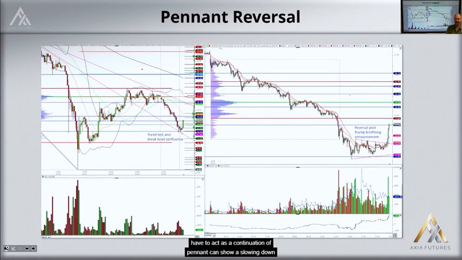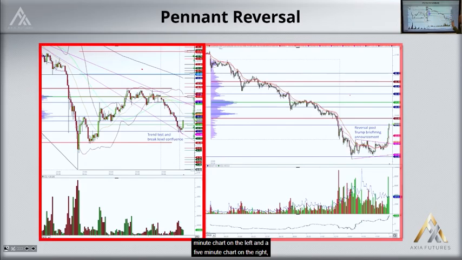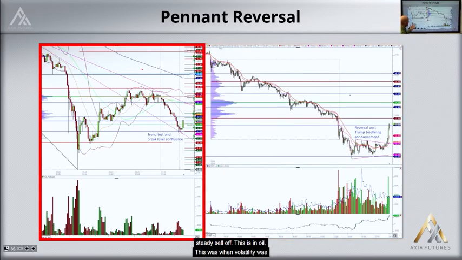Pennants also don't have to act as a continuation. A pennant can show a slowing down of movement. So what we've got here, and I've got this on a 60-minute chart on the left and a 5-minute chart on the right, and I'll move over this way so you can see. We've had a nice, steady sell-off. This is in oil. This was when volatility was extremely high, and when we were trading down in the sort of teens. So, big sort of $4 move down throughout the day.